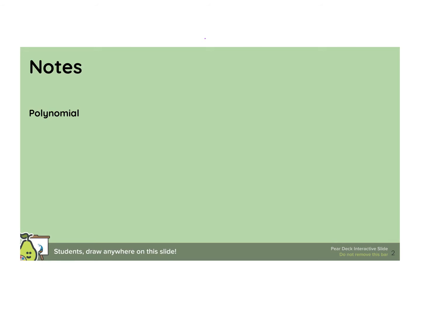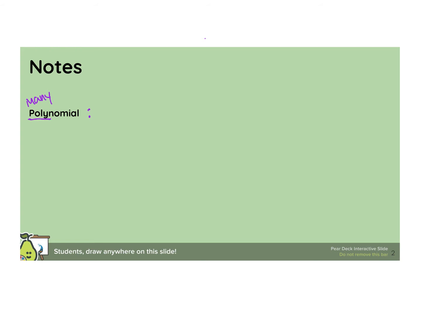Okay, so for today's lesson, we are multiplying polynomials. So let's figure out what is a polynomial. Poly means many, and then we have our monomials that we were dealing with, which is like a term. So we have many terms or many monomials.